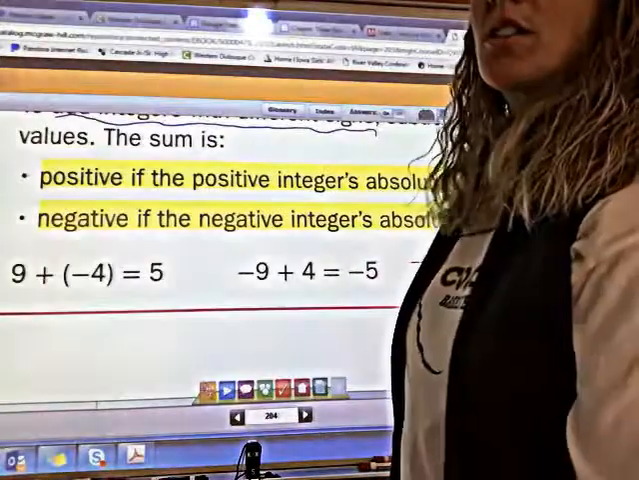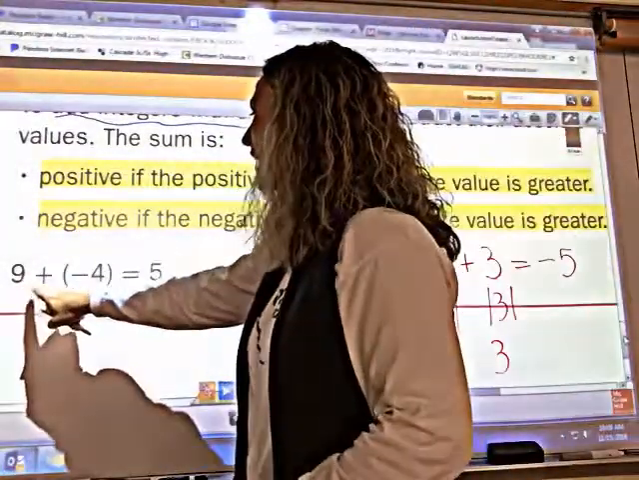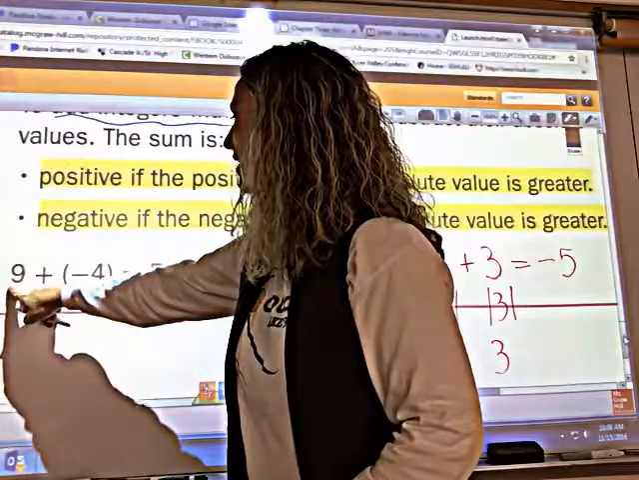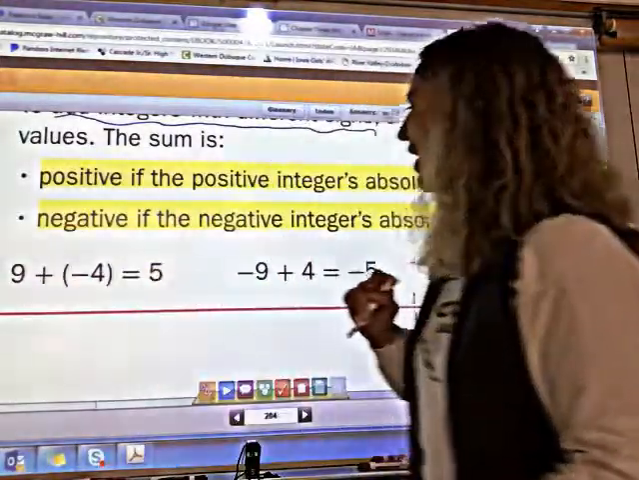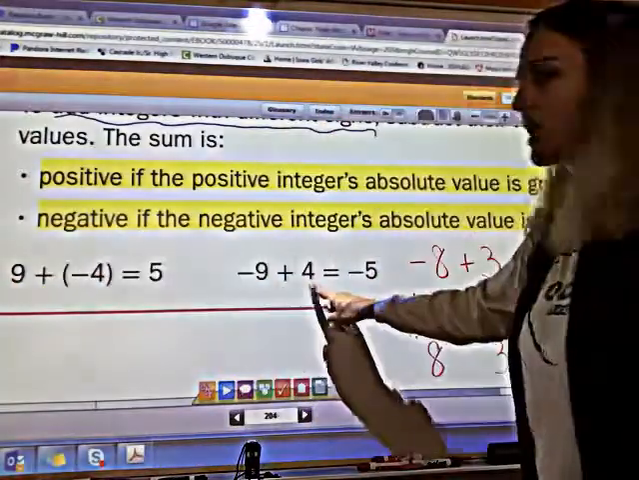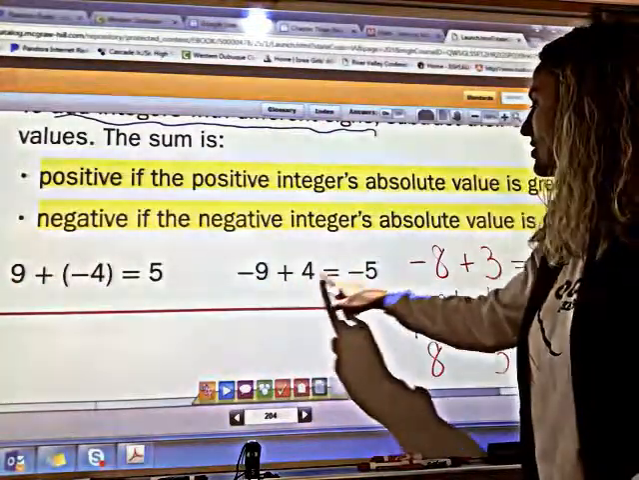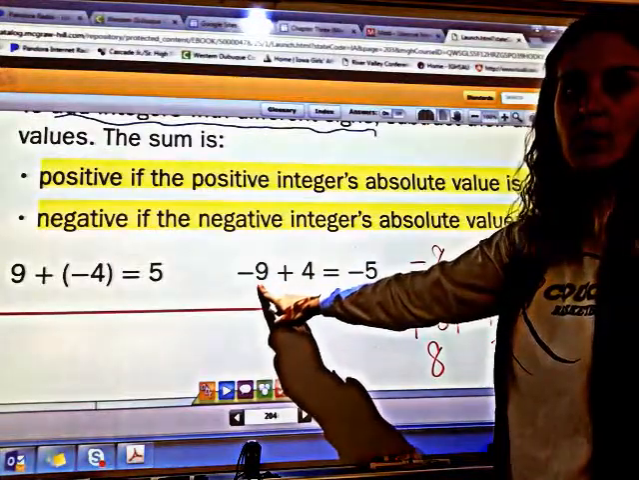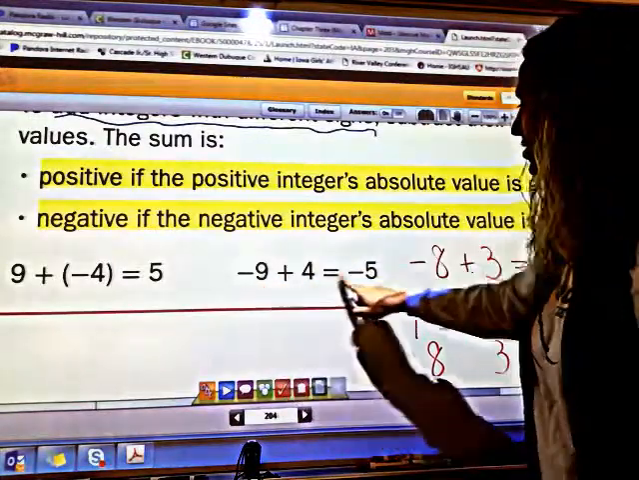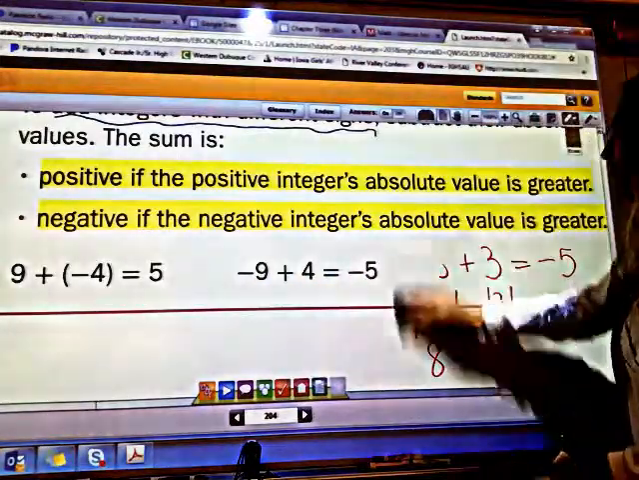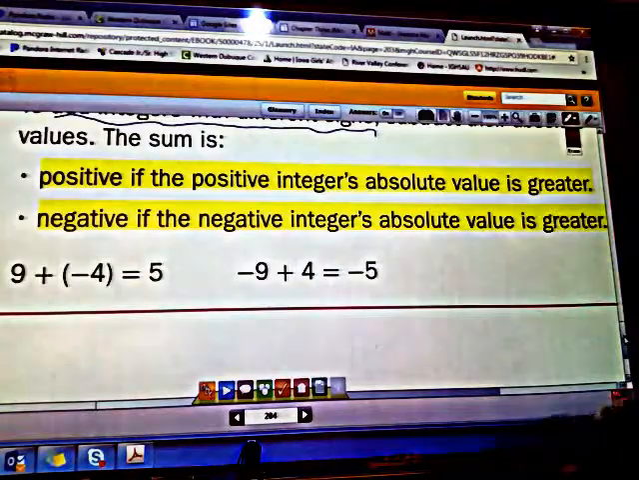Taking a look at the example your book gave you, 9 plus negative 4 equals 5. 9 has the larger absolute value, so 9 minus 4 is 5, and your answer is positive because 9 was positive. Taking a look at the second one, negative 9 plus 4. Again, the absolute value of negative 9 would be 9, so that's larger. So my answer has to be a negative. 9 minus 4 gives me 5. So again, my answer is going to be a negative 5.